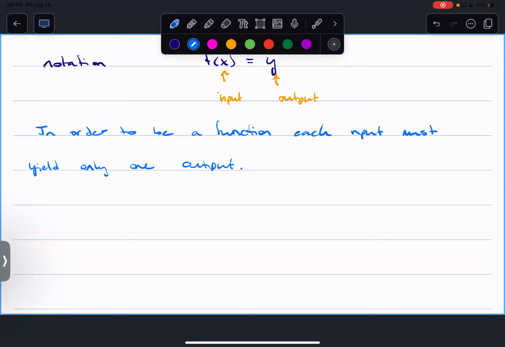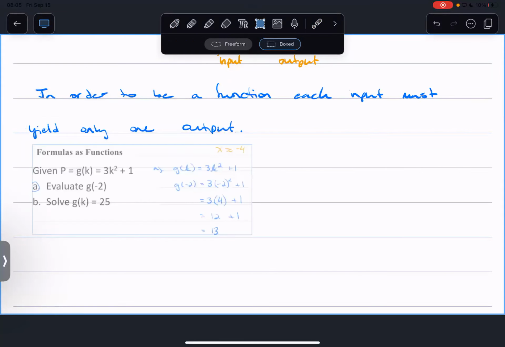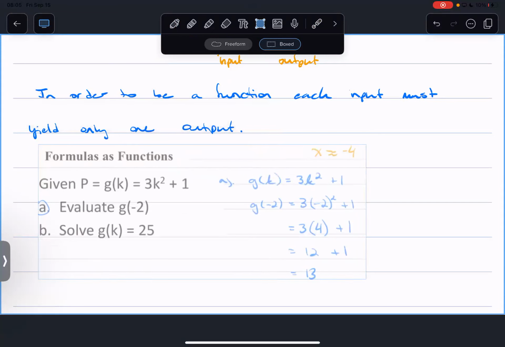And that's something that we explored visually as well, right? With the vertical line test. If you have a graph, then you can draw vertical lines. But all of those things are just emphasizing that each input can only give you one possible output. And then we started working on this question.